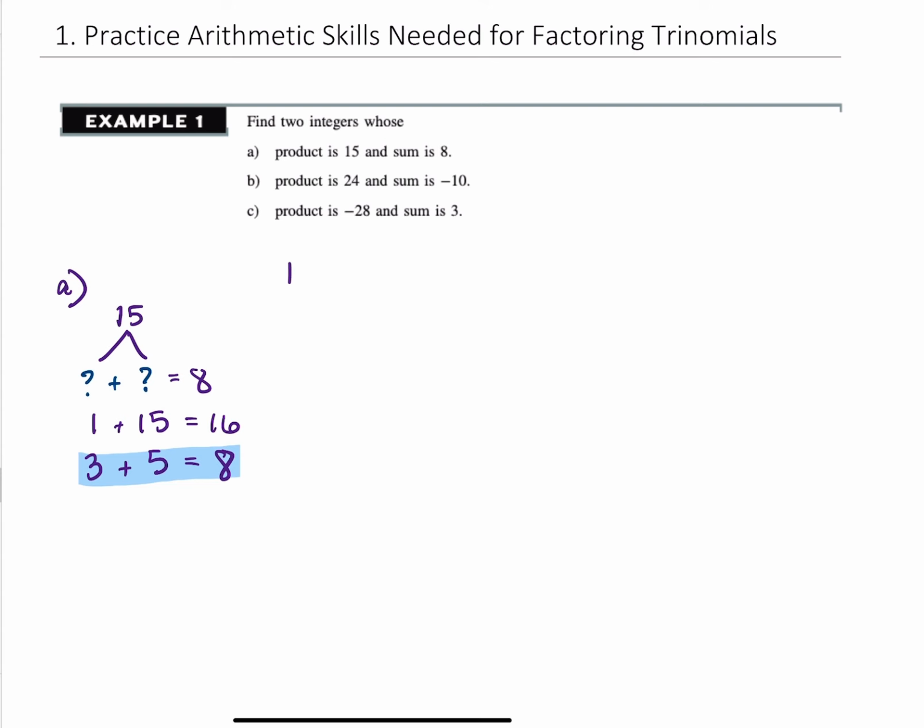Let's try another one. In part B, we want two numbers whose product is 24. So two numbers that multiply to 24, whose sum is negative 10. So notice here I want a negative sum, but a positive product. So that means my two numbers should be negative. For instance, if I have negative 1 and negative 24, a negative times a negative would give me my positive result. And then when I add them together, I'll get some negative sum. So when you get something like this, a positive product and a negative sum, it means that both numbers should be negative.